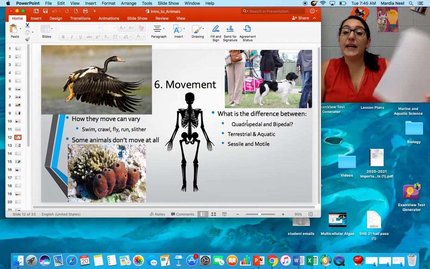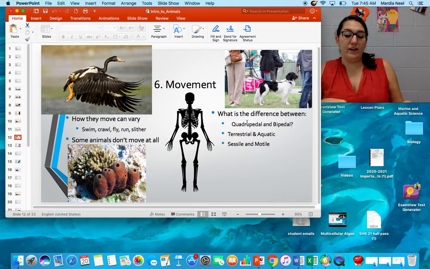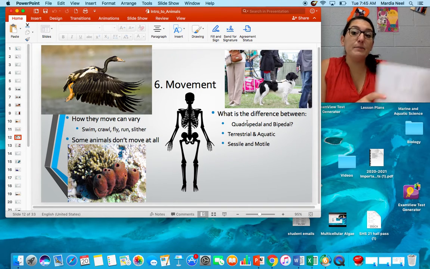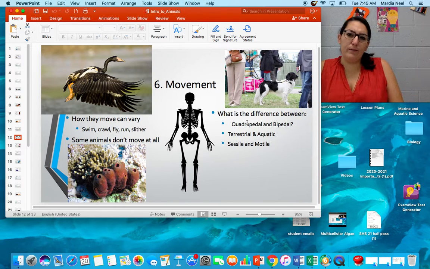Sessile means that you can't move. You're stuck in one place your entire life. Sounds kind of boring, but that's the life of a sea anemone or a sponge. They have no way of moving. Motile means that you do have that ability to move.